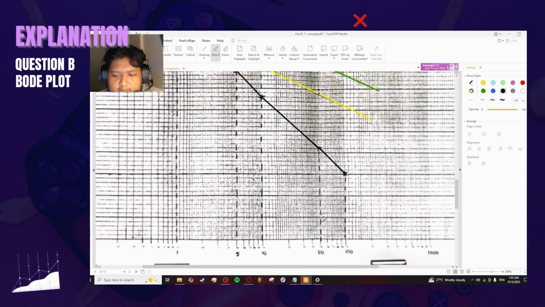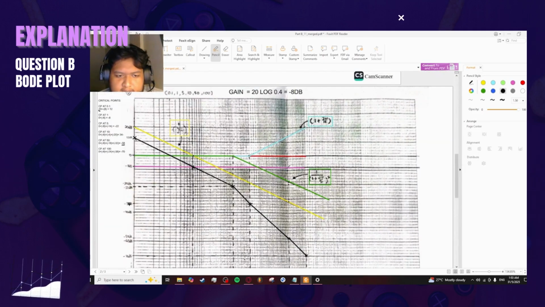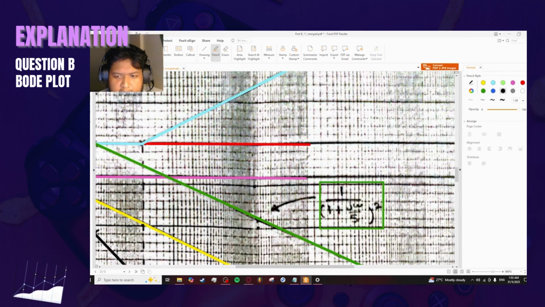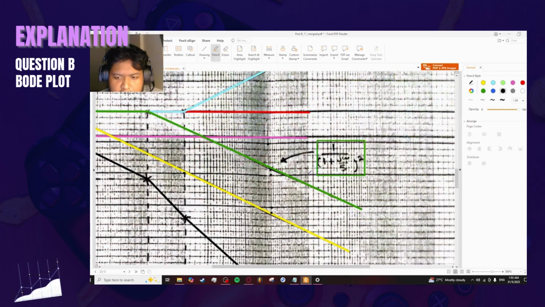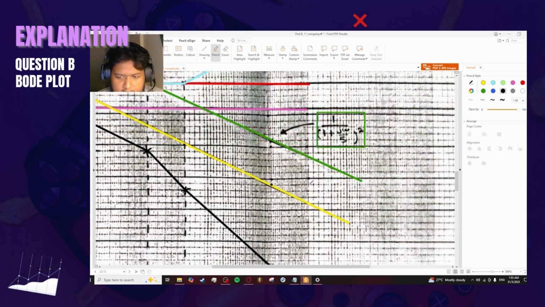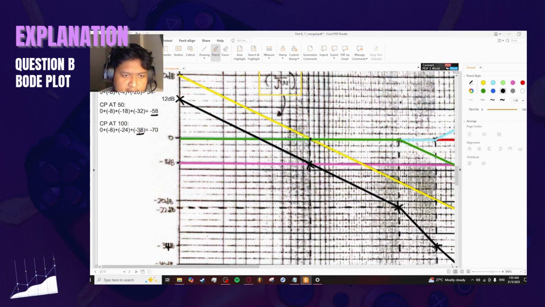And the last one is the critical point at 100. So this is the 0 decibels here, starting here. So 2, 4, 6, 8. So negative 8, negative 10 decibels, negative 20, and then negative 30 here. So this is 32, 34, 36, 38. So that's the negative 38 value.